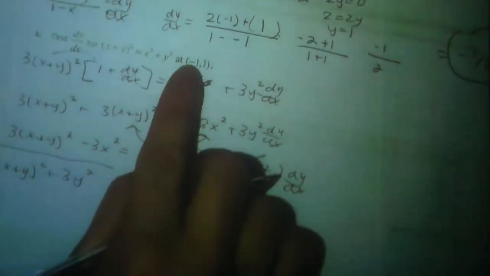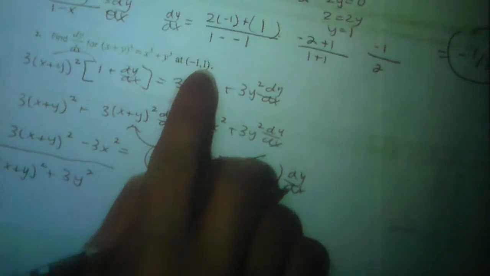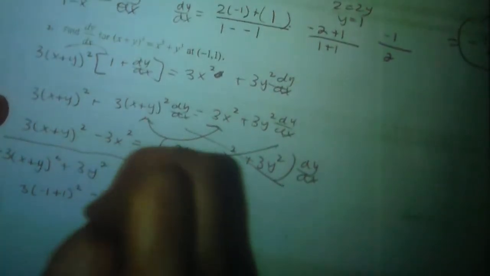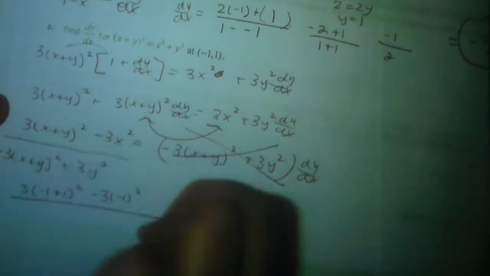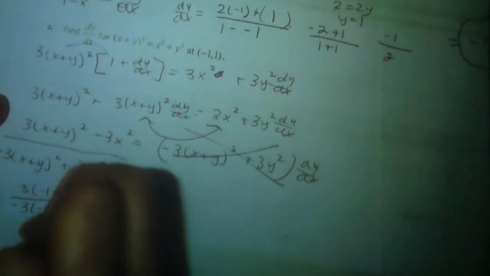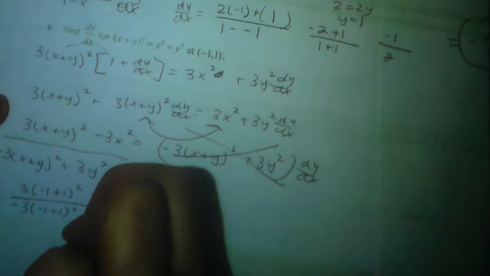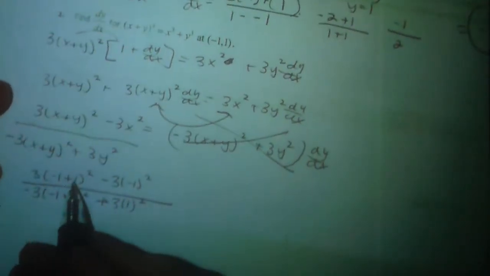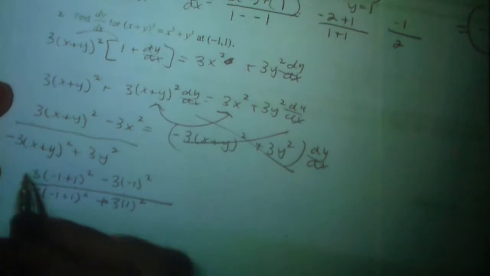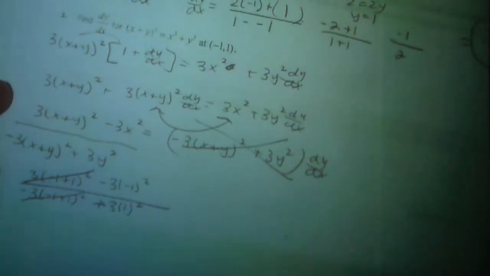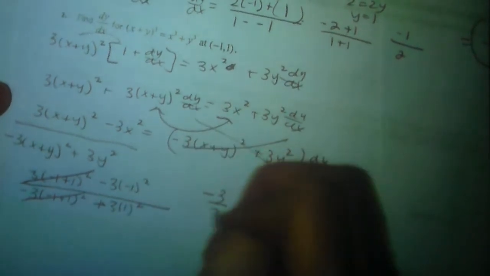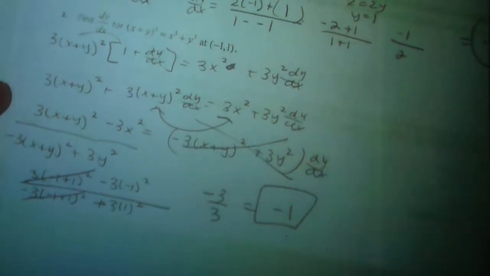And now I just need to plug in x equals negative 1, y equals 1. So I've got 3 times negative 1 plus 1 squared minus 3 times negative 1 squared over negative 3 times negative 1 plus 1 squared plus 3 times 1 squared. Negative 1 plus 1 is 0, 0 squared is 0, 3 times 0 is 0. So these both just go away because they're multiplied by 0. This becomes just negative 3 over 3, which is negative 1.